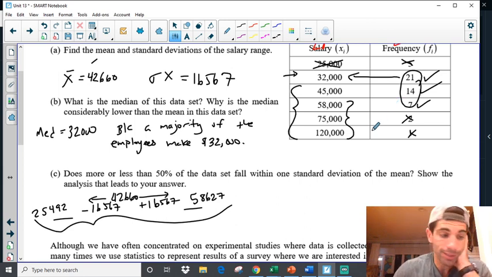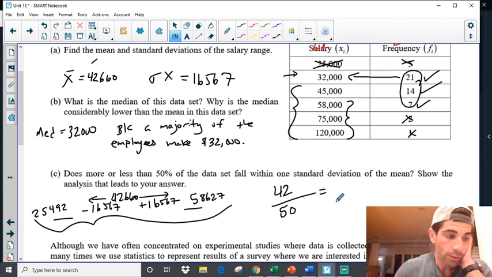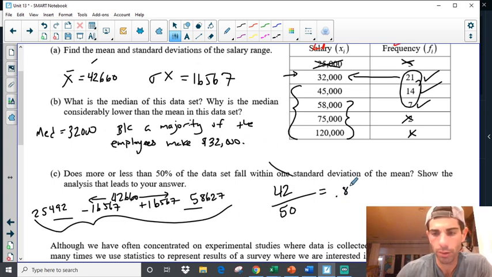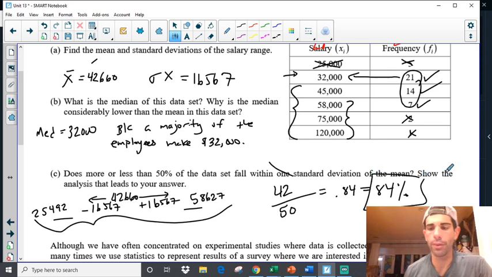How many people is that? 21 plus 14 plus 7 is 42. How many people are there in this? There are 50. So 42 out of 50 lie in one standard deviation. So that is 0.84. I'm glad I have a calculator there today. So that's going to be 84% lie within one standard deviation. Okay, so more.